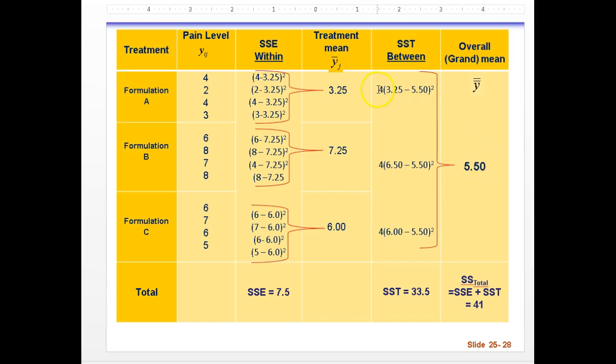And in this calculation, by the way, each of these is being multiplied by 4. That's because these averages, that 3.25, came from 4 numbers. And the same thing here and here. All right, we do all of this, square the deviations, do the math, sum the mess, and we get 33.5. Then we add these two numbers together to give us a total of 41.